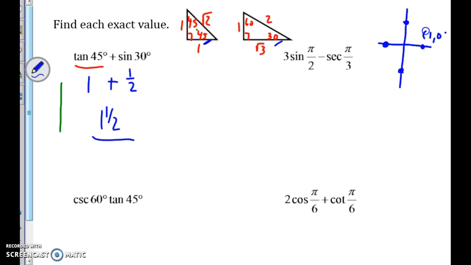So this axis, it would cross at 1, 0. Up 1 is 0, 1. The negative x-axis is negative 1, 0. And the negative y-axis would be 0, negative 1. So this says 3 times the sine of pi over 2. Well, pi over 2 would terminate right here, crossing the unit circle at 0, 1. So sine is the y value. So the sine of pi over 2 will be 1 minus secant pi over 3.